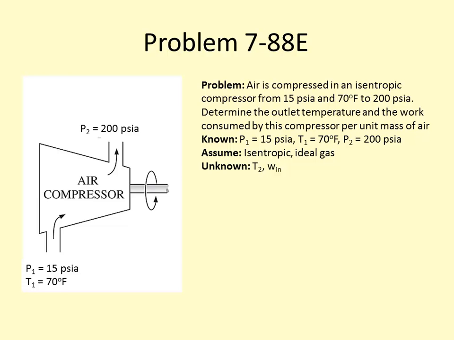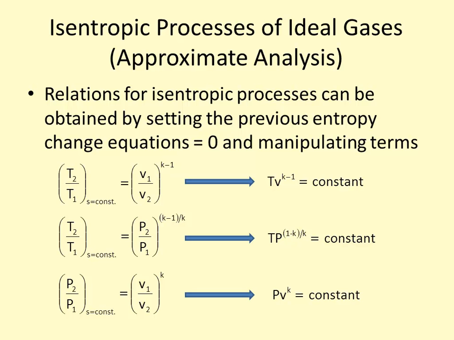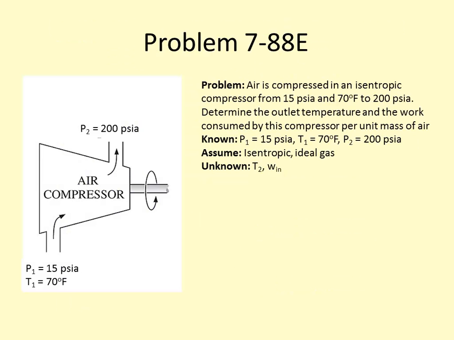The T-P relation, T2 over T1 is equal to P2 over P1 to the K minus 1 over K. Okay, so why did we select this one? Because we know P1, T1, and P2. Isn't it P1 over P2 or P2 over P1? P2 over P1. Yeah, it's the middle one.